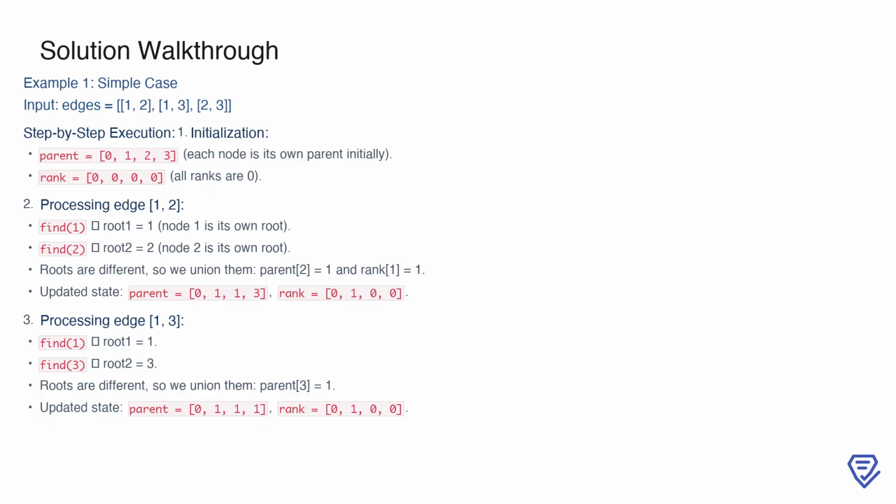Next, we process edge [1, 3]. Again, we find the roots of nodes 1 and 3, which are 1 and 3 respectively. Since the roots differ, we perform another union. Node 3's parent becomes 1. The updated state is now parent equals [0, 1, 1, 1], and rank equals [0, 1, 0, 0].